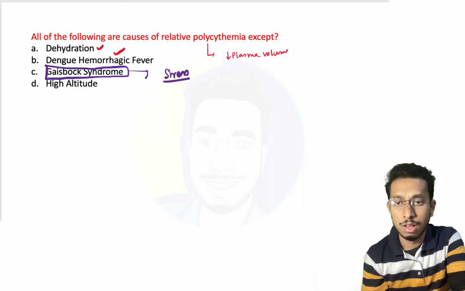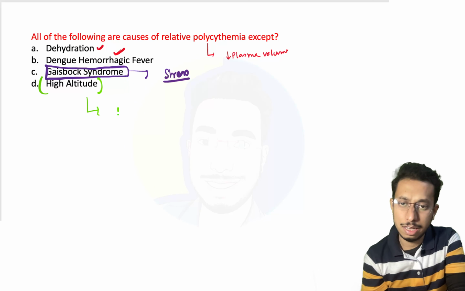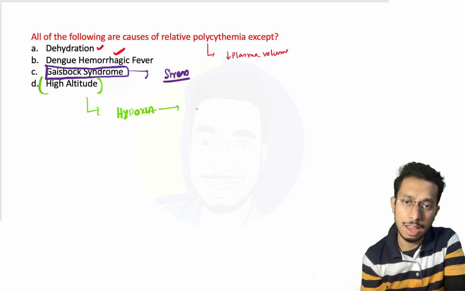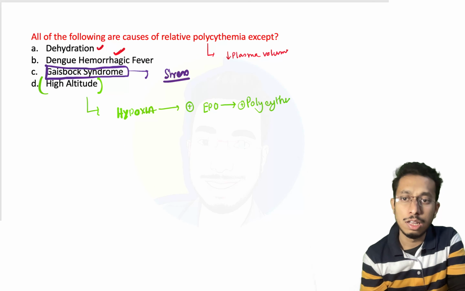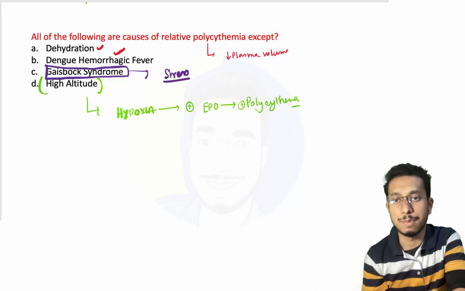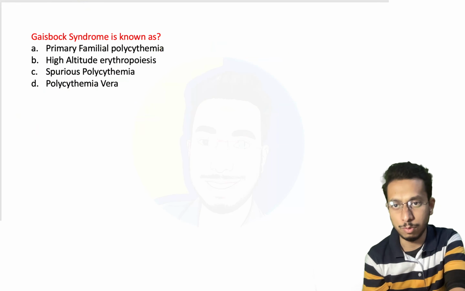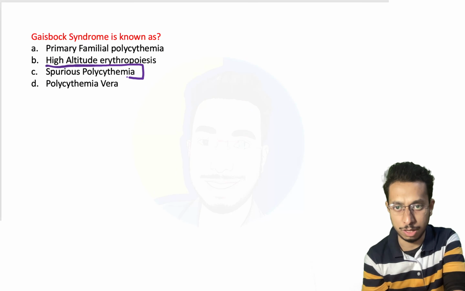plasma volume. Now, what happens in high altitude? In high altitude, there is hypoxia, which stimulates the erythropoietin, resulting in increase in erythropoiesis and polycythemia. Therefore, it is a true polycythemia, a type of secondary polycythemia. So the answer here is high altitude. Coming to the next question, Gaisbock syndrome. We have just discussed now. Gaisbock syndrome is relative polycythemia or spurious polycythemia.